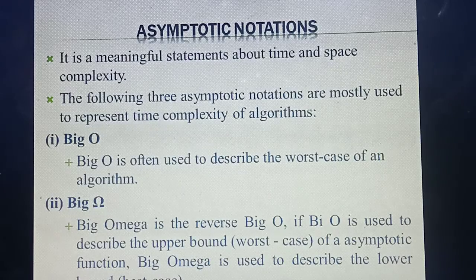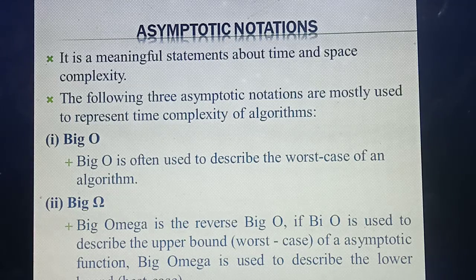Understood? So the next one is asymptotic notations. Very important 3-mark question. It is somewhat tough, but like a theorem, you need to study it. To calculate the time and space complexity, they give 3 notations. What are they? Big O, big omega, and big theta.